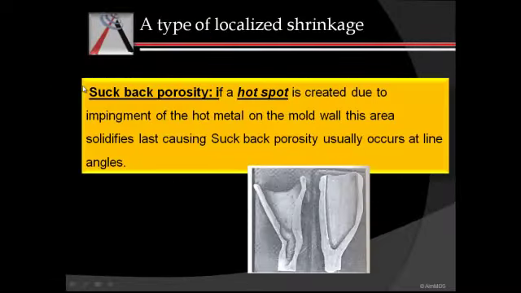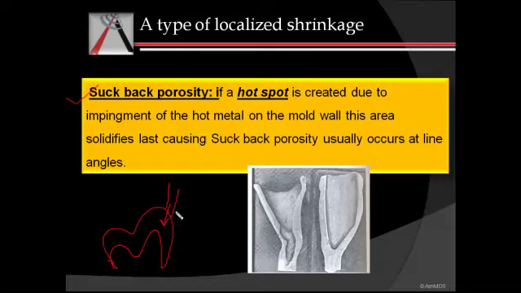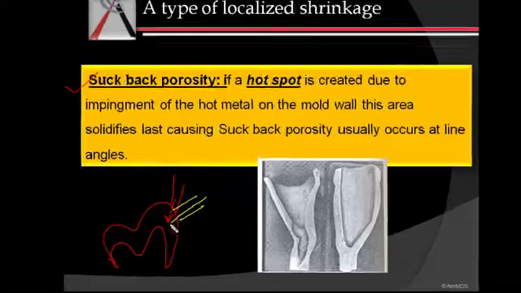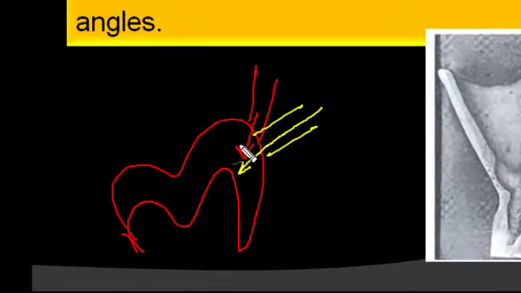There is a type of localized shrinkage porosity that is called suckback porosity. Now while we had been discussing the characteristics of sprue, we had been talking about the attachment of the sprue at 45 degrees. The basic purpose was we did not want our sprue to be at 90 degrees because if we had it at 90 degrees it would hit onto the opposite wall.